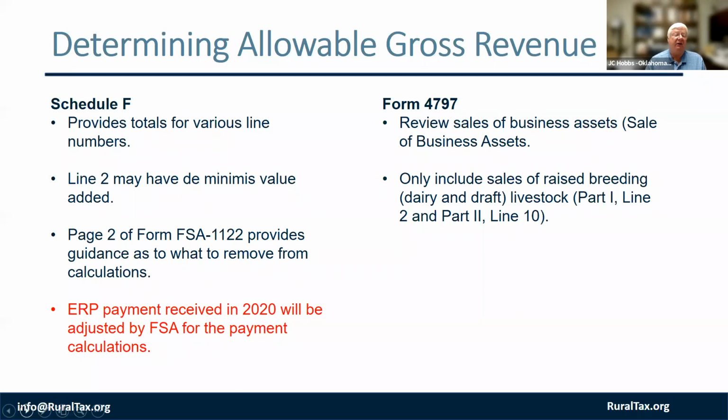Also on page 2 of the form FSA 1122, there's guidance as to what we should remove from calculations. The ERP payment that we received, that 10,000, we were told that FSA will make adjustments for that, so you don't have to remove that on your own. There are certain things that they're going to fix that you don't have to include.